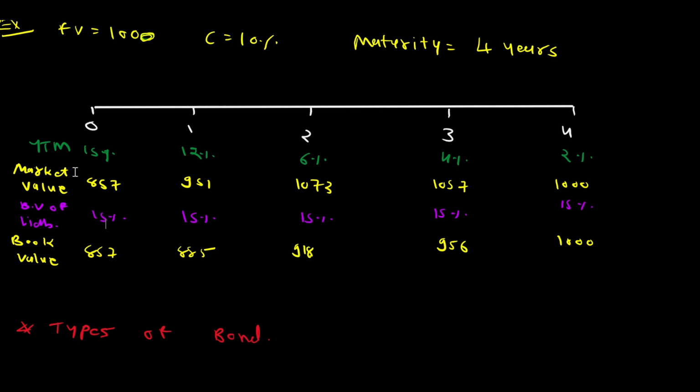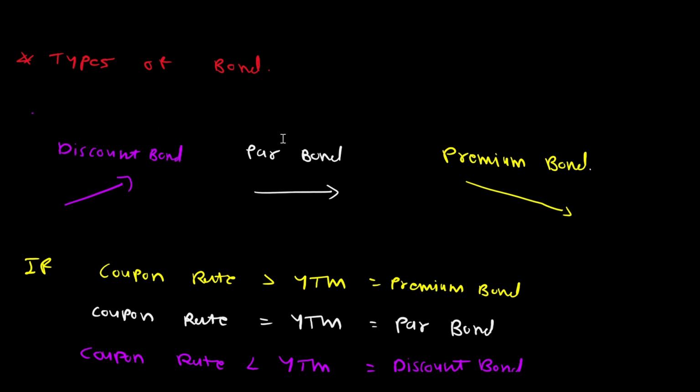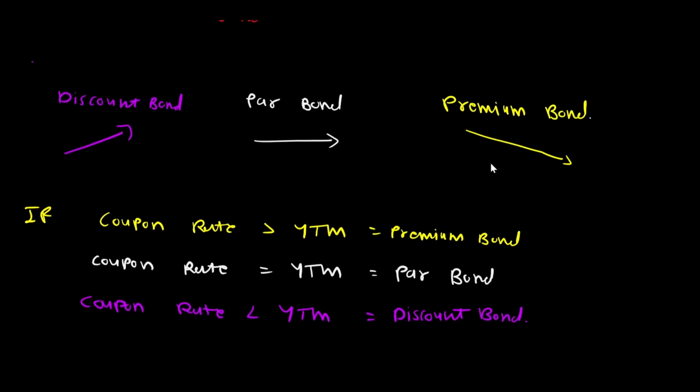Okay, so now let's talk about the types of bonds. There are three types of bond: discount bond, par bond, and premium bond. This is the direction of how liabilities will go, upward, sideways, or downwards, based on these arrows. You can understand more easily with these arrow directions. For example, discount bond liability will increase over time, par bond liability will remain the same, and premium bond liability will decline every year. We'll understand this by the examples below.